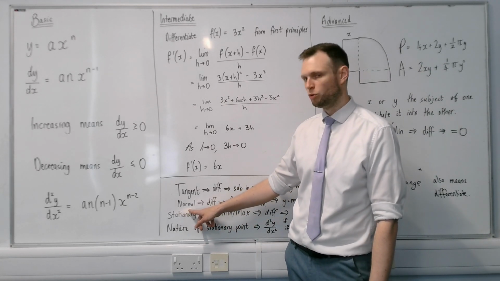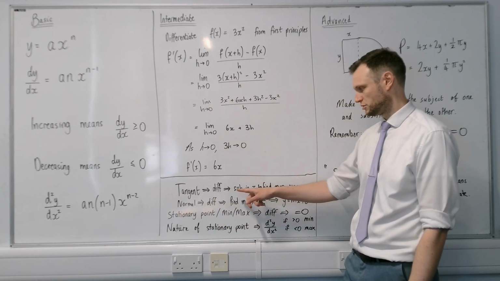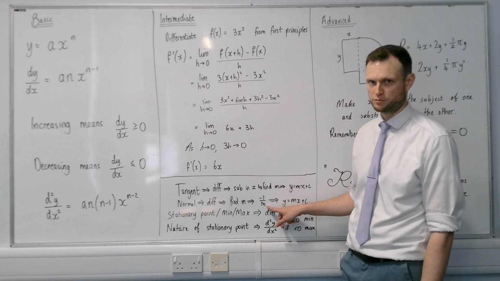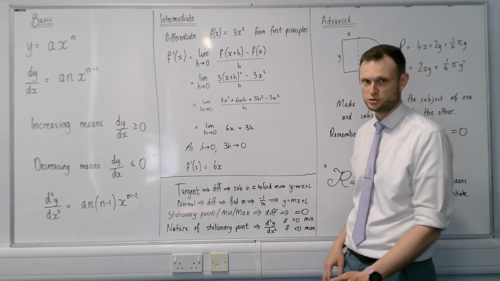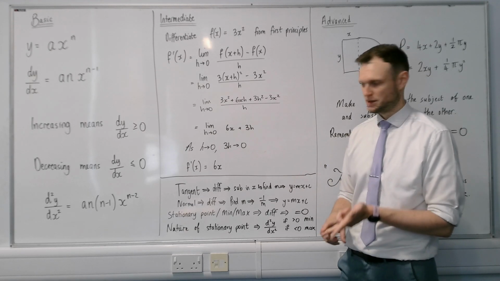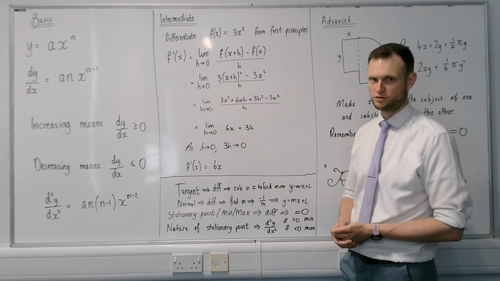If you're asked to find a normal, very similar: differentiate, find the gradient by substituting in the x. The only difference is you're going to have to do the negative reciprocal of the gradient before you substitute it in. But you're still just going to substitute in the y-coordinate, the x-coordinate and the gradient. It's the negative reciprocal of what you found from the gradient function.